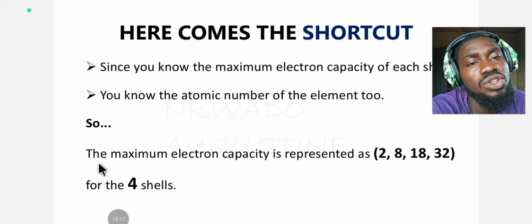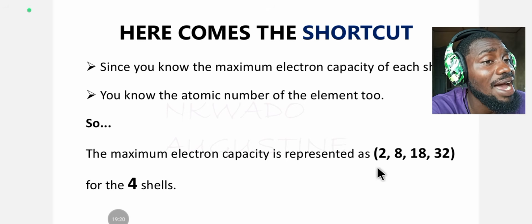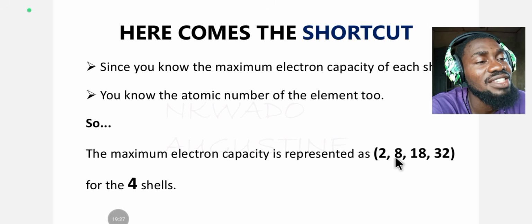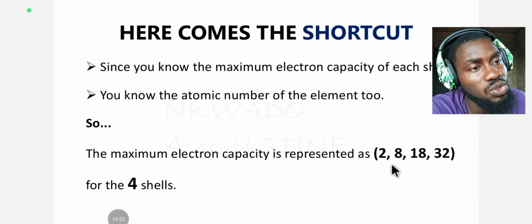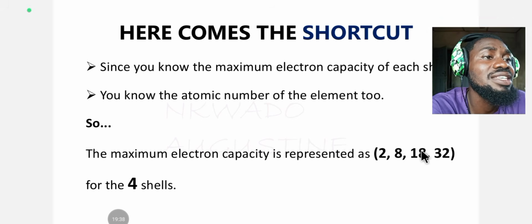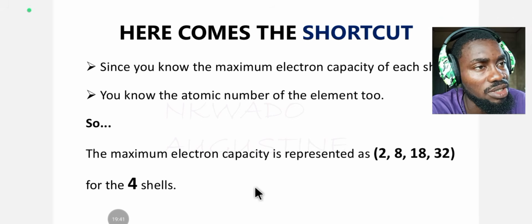So what do you do next? The maximum electron capacity is represented as 2, 8, 18, 32. First shell is 2, second shell is 8, third shell is 18, fourth shell is 32. So this is how you are going to write it: 2, 8, 18, 32. These are for the 4 shells.